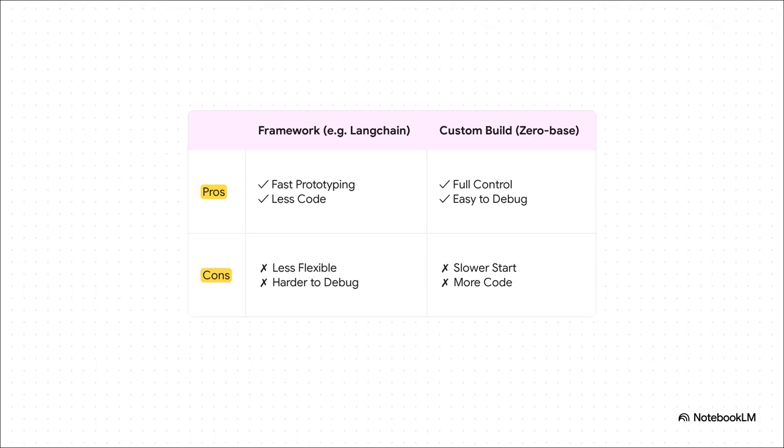On the other hand, you can do a custom implementation from scratch. It's slower to start, for sure, and you'll write more code, but you get total control. It's way easier to debug and to add custom features down the road. It's a huge choice to make.